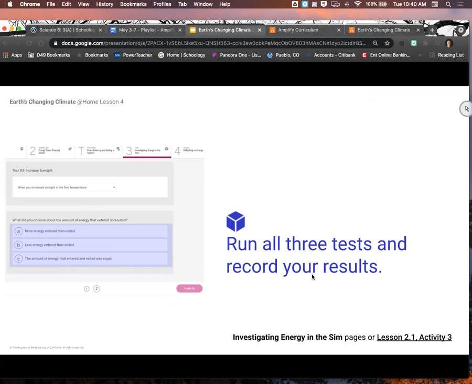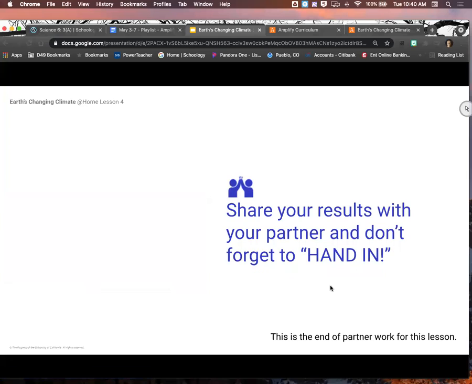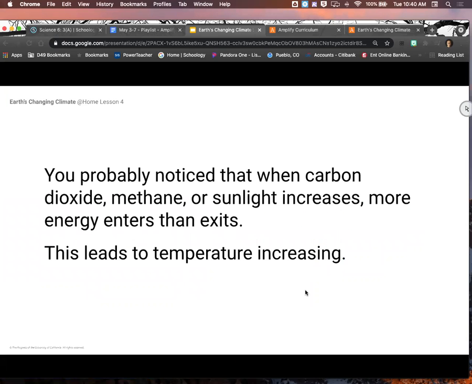We found out that if we increase sunlight, we increase the amount of energy that entered, and so it became more energy entering than exiting. We did hit the hand in button. You probably noticed that when carbon dioxide, methane, or sunlight increases, more energy enters than exits. Now this leads to temperature increasing.